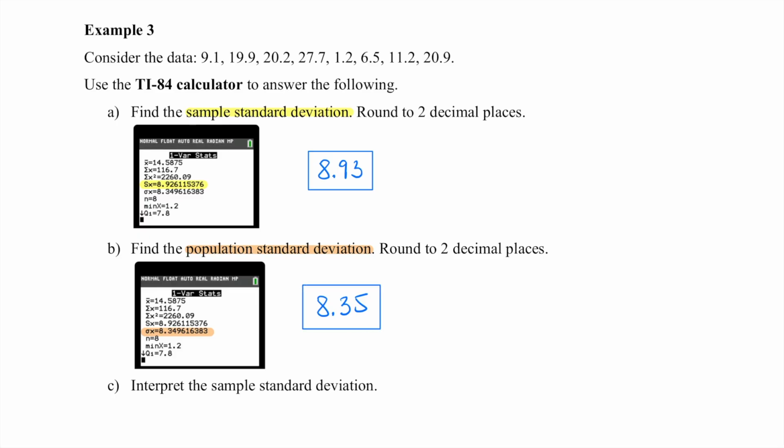Question C. We are asked to interpret the sample standard deviation. The sample standard deviation is 8.93. This means that the data values typically vary by about 8.93 units from the mean.